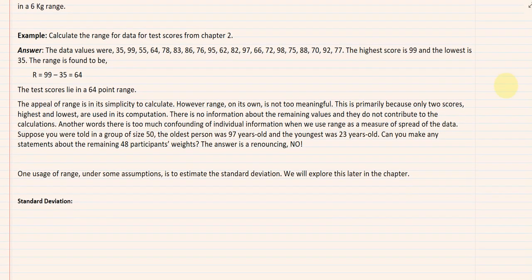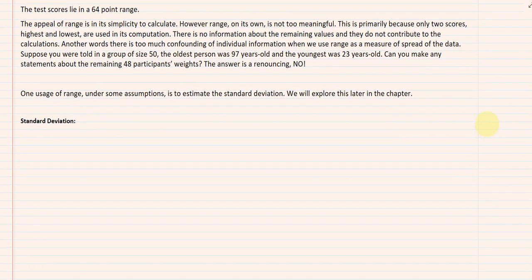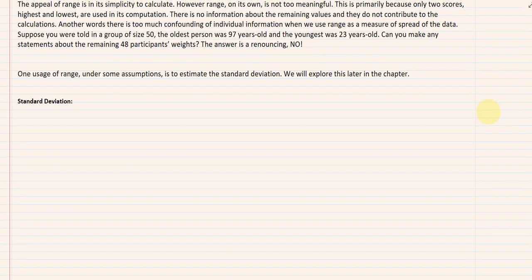Okay, so now let's actually take a look at the next measure of dispersion, namely standard deviation. Okay, now to motivate the standard deviation, suppose I'm making up 3 scores. So I have x sub 1. We're going to make it easy, okay? 10, x sub 2, 15, and x sub 3 is 20.